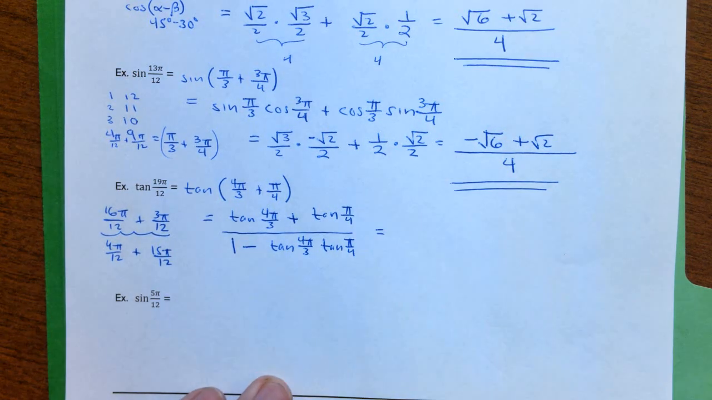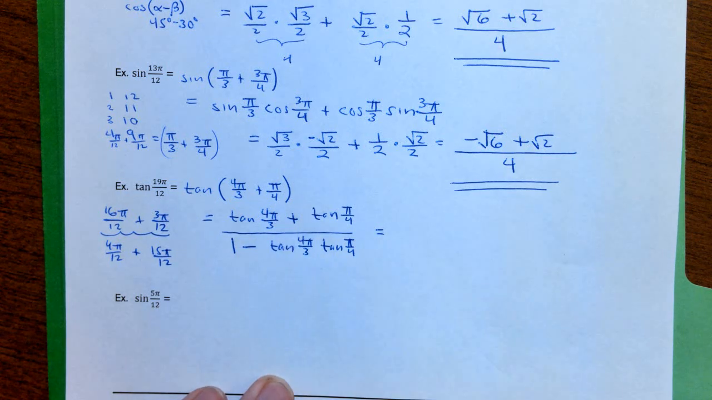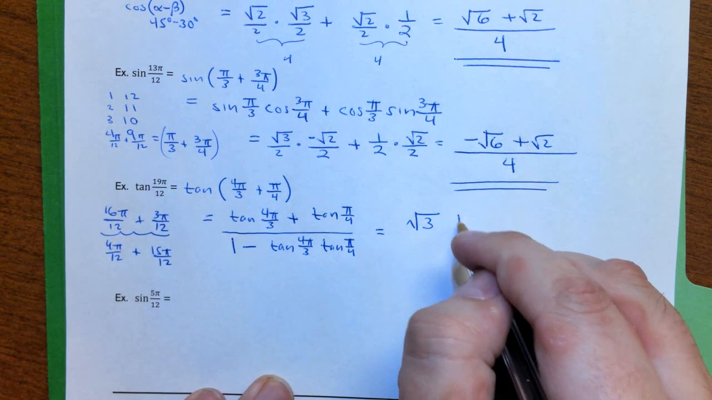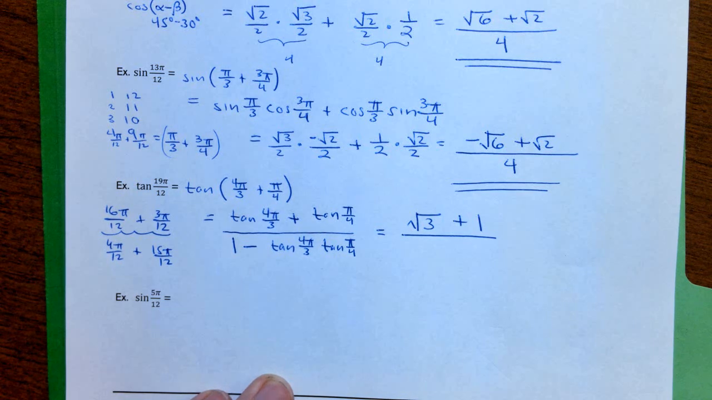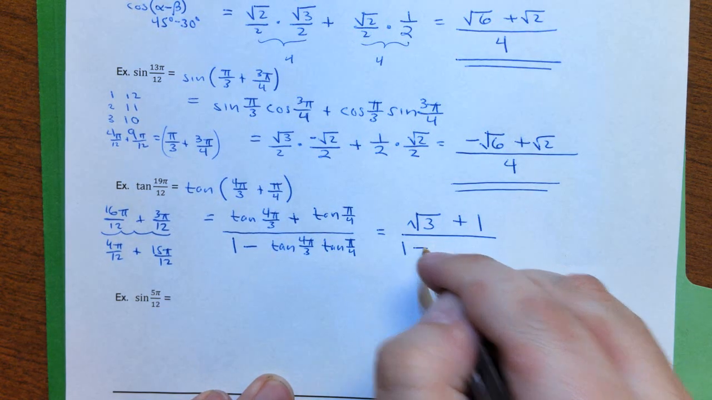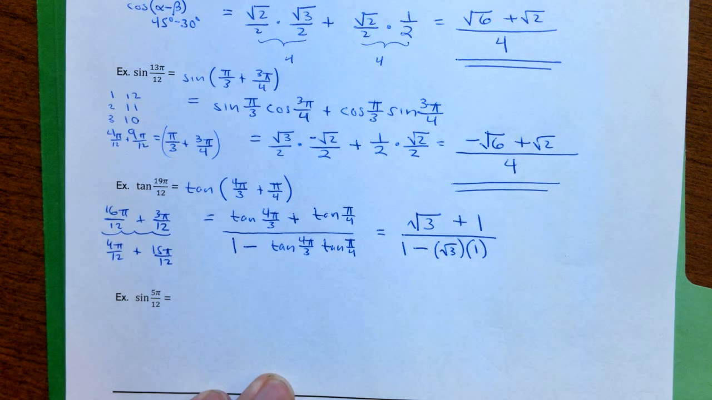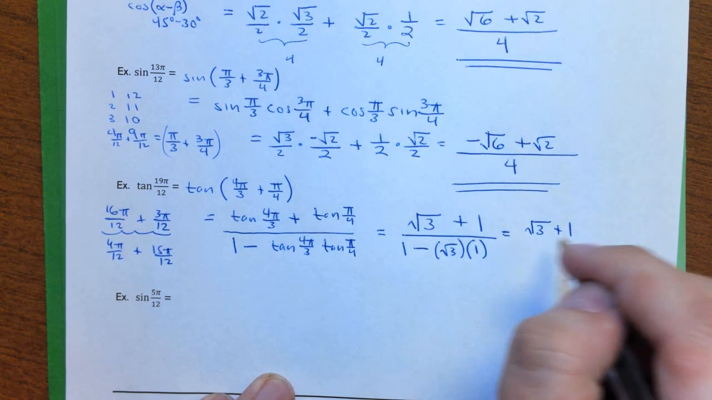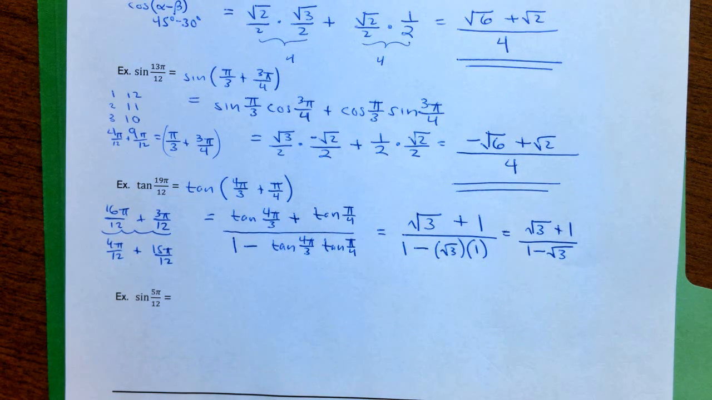I'm going to work through this very carefully. The tangent of 4 pi over 3. So that is a 60-degree reference angle in the third quadrant. So that will be the square root of 3. The tangent of pi over 4 is 1. Okay. Down below, I will have 1 minus the square root of 3 times 1. Okay? So I get this answer right here, the square root of 3 plus 1 over 1 minus the square root of 3. Now that's pretty close to the final answer that we want.